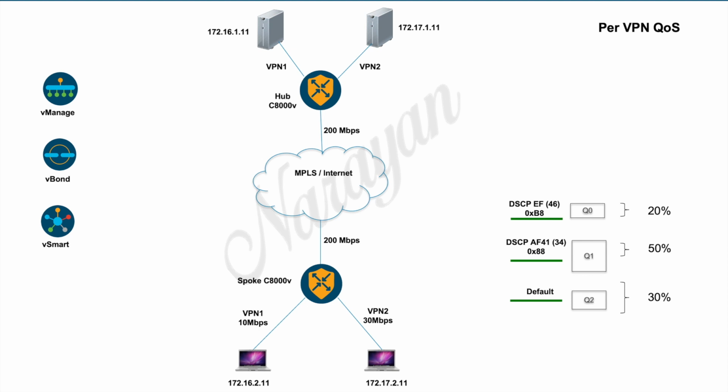Hi, in this video, we will look at configuring Per VPN QoS on Cisco SDWAN. Starting with release 20.6, Cisco SDWAN now supports creating different QoS policies on a Per VPN segment basis.